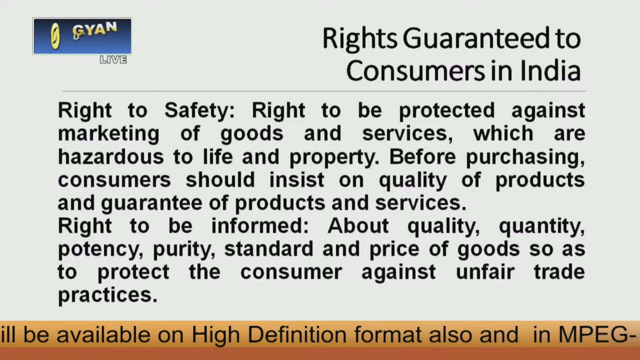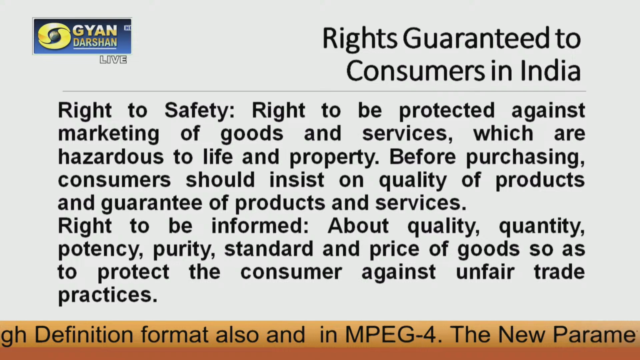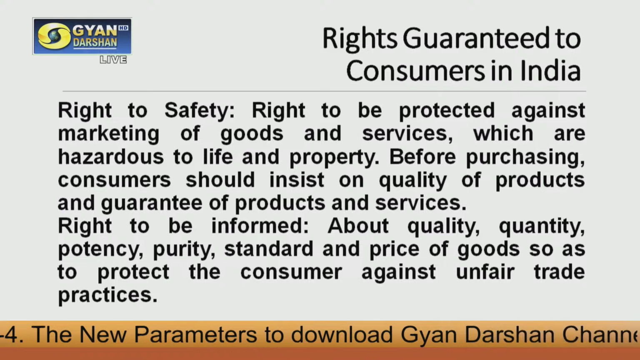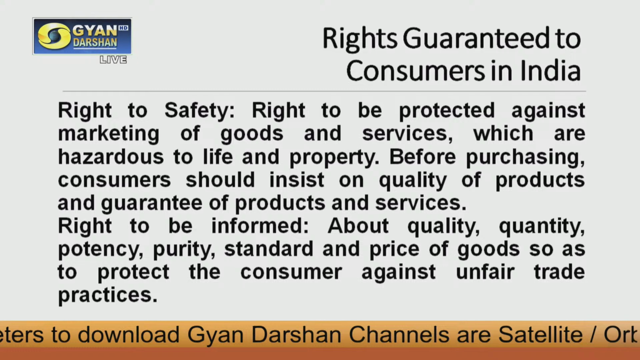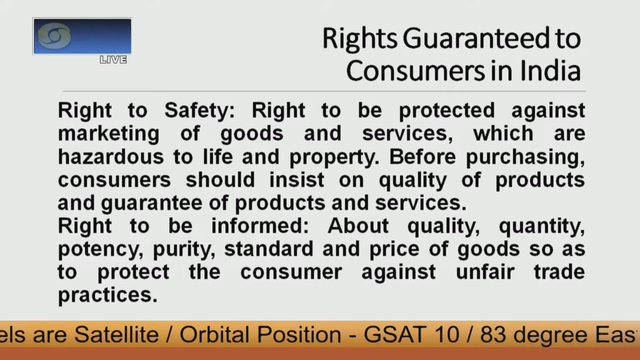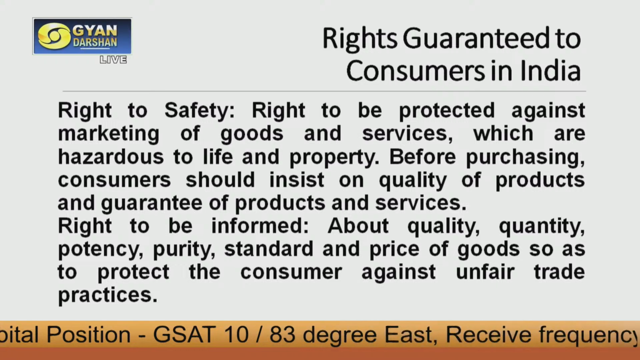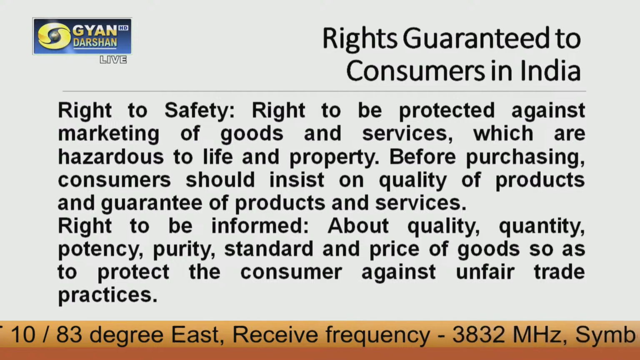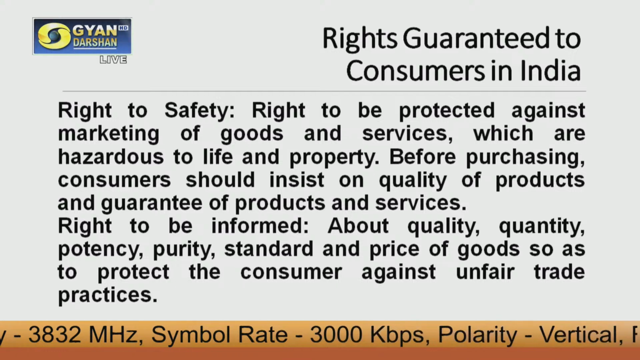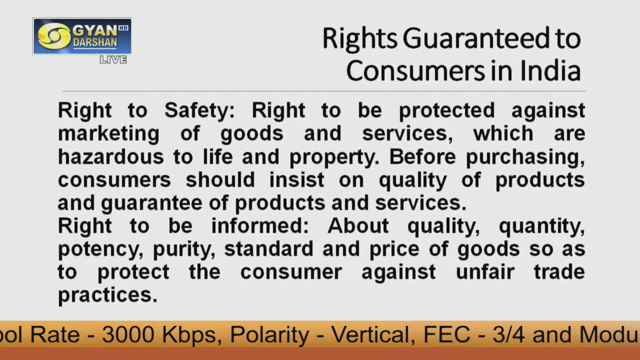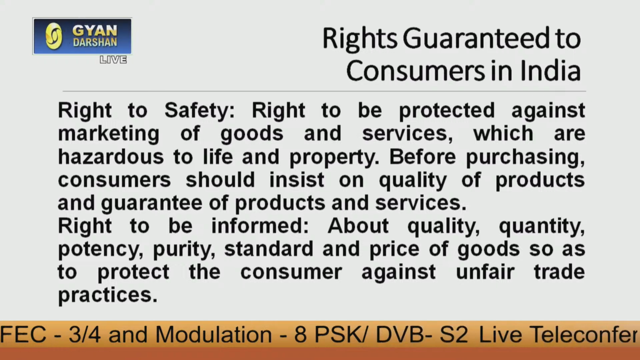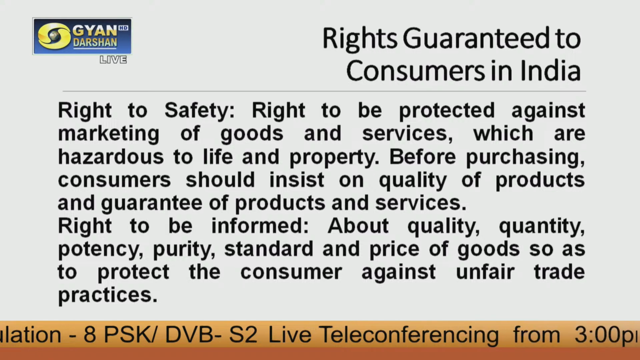There are certain rights of the consumer. Right to safety. Right to safety means protection against the marketing of goods and services which are hazardous to life and property. Before purchasing, the consumer should insist on quality. When we go to the market, we try to see the quality of the product, and the consumer needs to be informed. That is the right to be informed about the quality, quantity, purity, standard and price of the goods. Whenever we go to the market, we see the label for all these things. What is the cost? What are the constituents? When was it manufactured? What is the expiry date? So many other things. That's why the right to be informed is very essential.